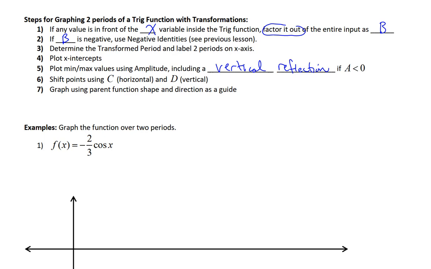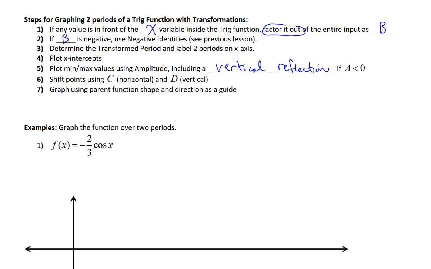Okay, step 2, if b is negative, well, that's the value that we would have just factored out in step 1, and we didn't do anything there. So we don't have a negative b, which means we skip step 2 as well. And again, you'll see those steps happening in future examples here.